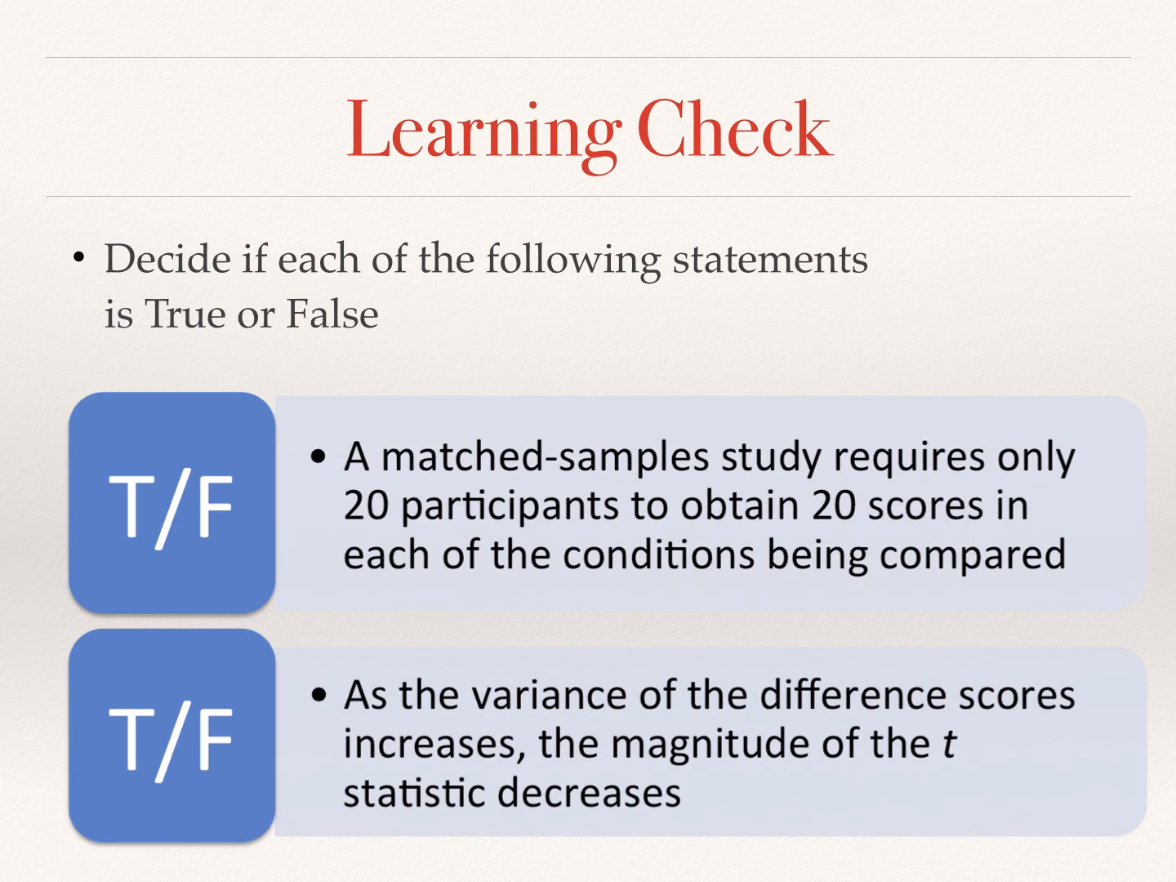True or false? Decide which of the following is true or false. True or false, a matched subjects study requires only 20 participants to obtain 20 scores in each of the conditions being compared. True or false, as the variance of difference scores increases, the magnitude of the t-statistic decreases. Look over both of these, decide which one is true and which one is false, or if they're both false or both true. Pause the video and proceed to the answers.